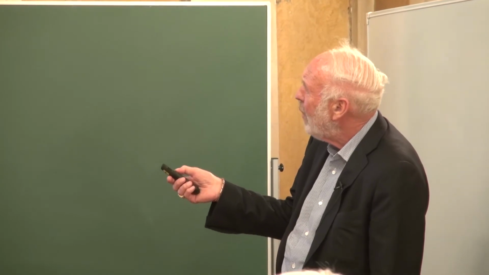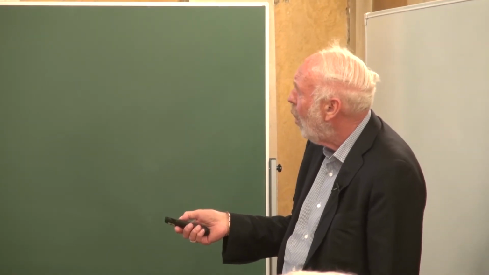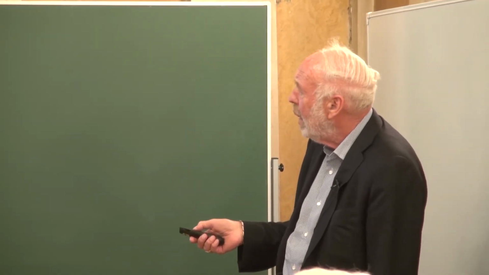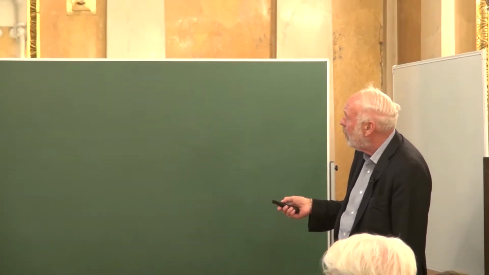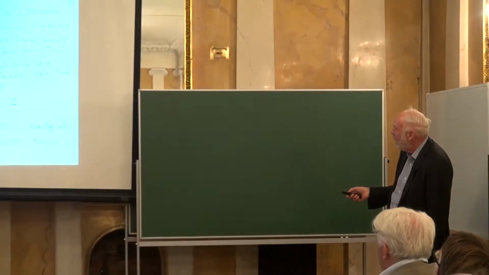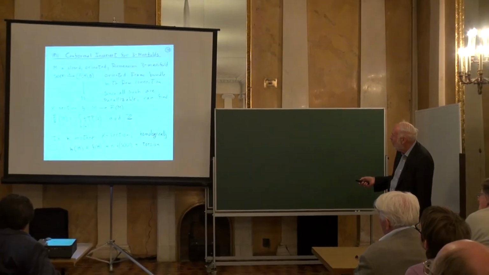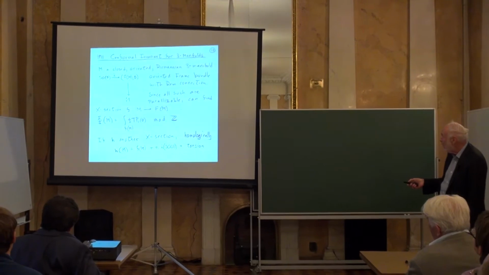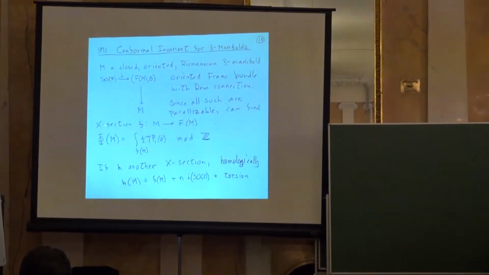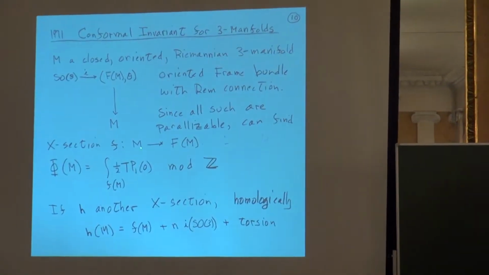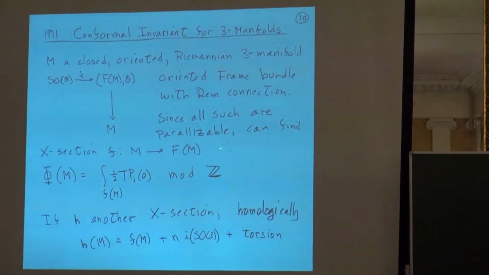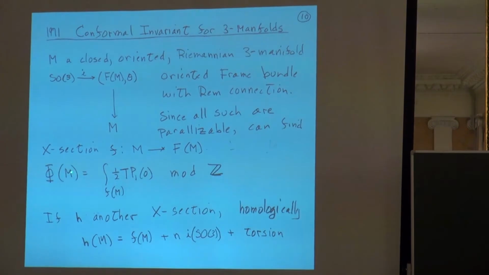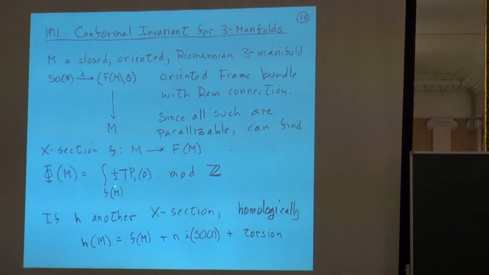So, suppose now we just have a 3-dimensional manifold, closed and oriented. And here's its frame bundle. Now, the oriented frame bundle with the Riemannian connection. So we make a Riemannian manifold. Riemannian 3 manifolds are all parallelizable, so I could lift the manifold up into its own frame bundle. I could get a cross section.